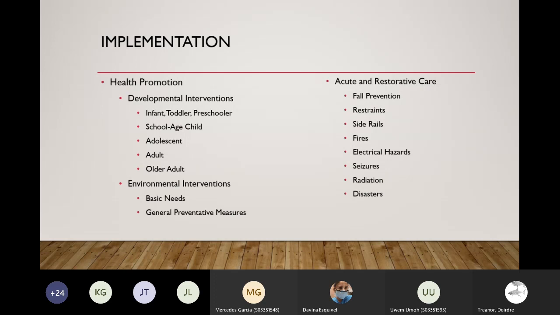I mean, all these are interventions for toddlers. You get into the preschoolers, teaching them to swim, but also making sure they're supervised. Teaching them how to cross streets and walk in a parking lot. Stay away from strangers. School age children, how to use equipment safely, how to bicycle safely, including helmets and rules of the road.